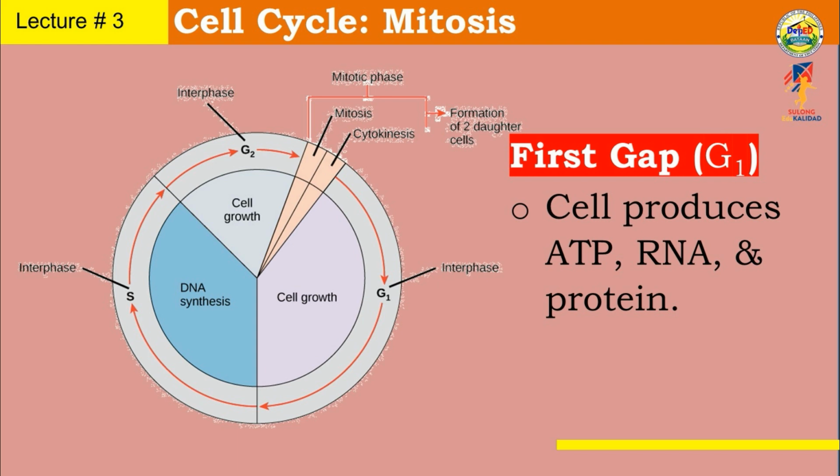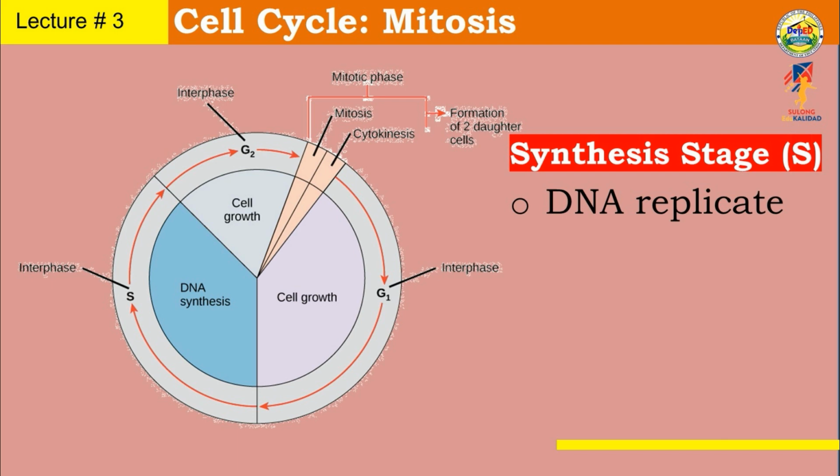During the first gap, the cell actively produces ATP, or adenosine triphosphate, RNA, or ribonucleic acid, and protein. Also during this stage, the cell increases in size. Ang next stage naman, ito ay tinatawag nating synthesis stage. During the S stage, or the synthesis stage, the chromosomes, specifically their DNA, replicate.